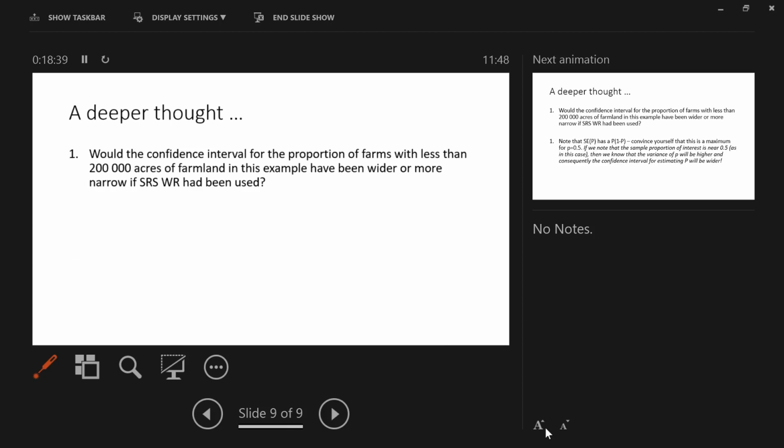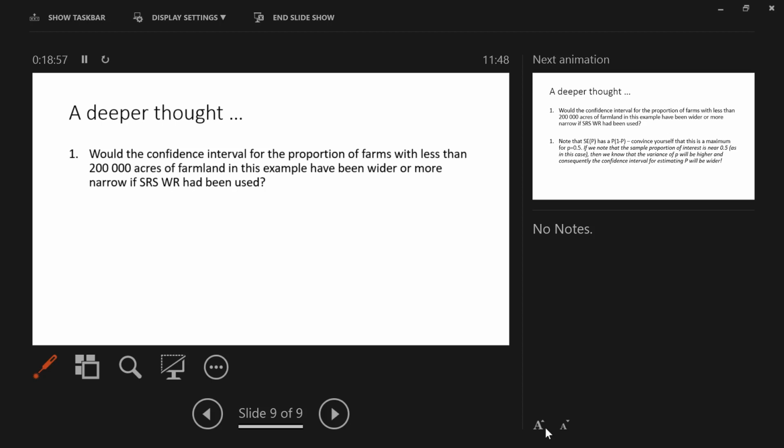Now just a deeper thought I want you to think about. With the confidence interval for proportion of farms with less than 200 acres of farmland, will it be wider or more narrow if I used with replacement sampling? So what do you think? It's basically saying what is more accurate, with or without replacement.